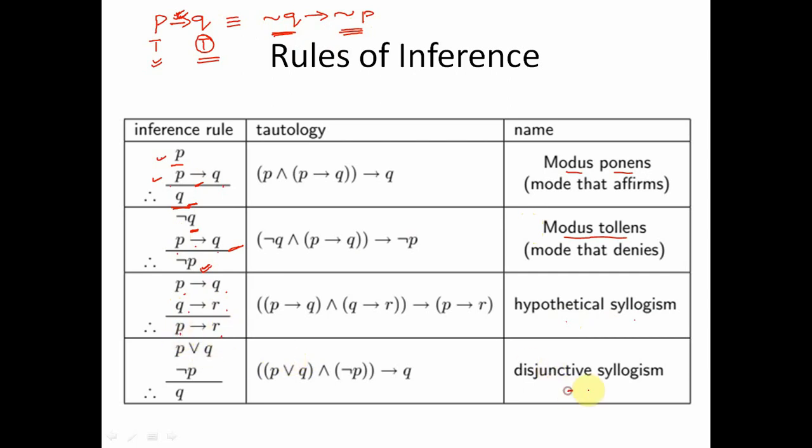Then we have disjunctive syllogism, which says if P or Q is true and P is false, if P is false but P or Q is true, that automatically means that Q must be true. If Q is also false, then this entire proposition will become false and the premise will be violated. So if this premise is true and this premise is true, then the conclusion is that Q is true.